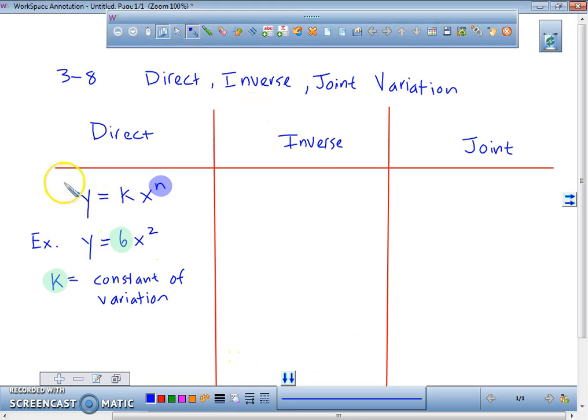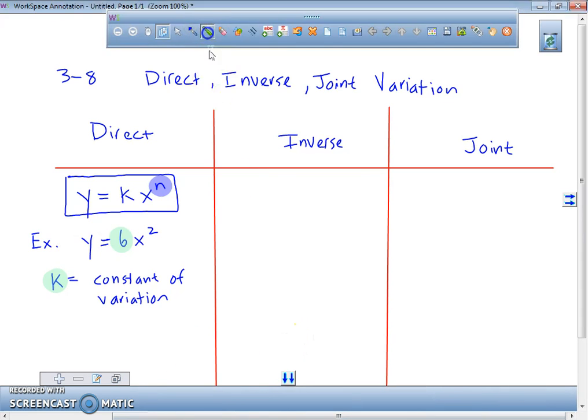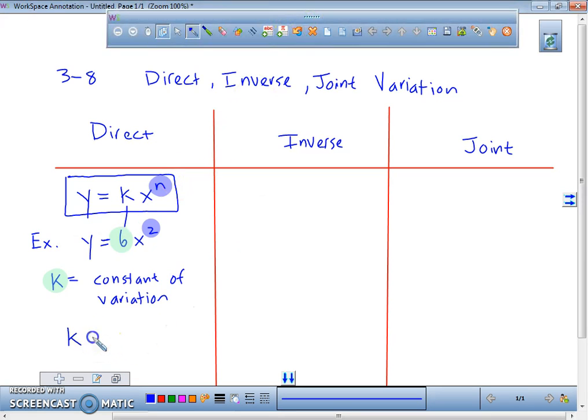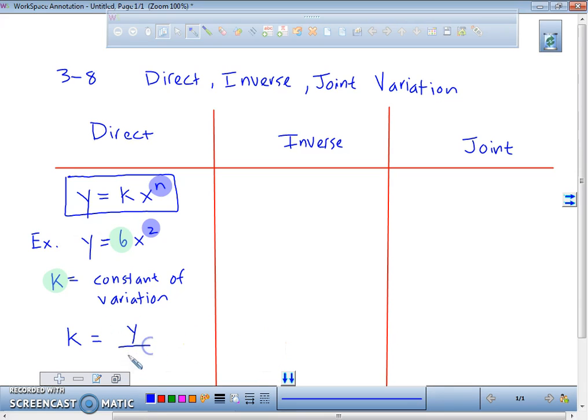Okay? So in your journal, something that you need to have right here, this is your standard form for direct variation. Y equals k times x to the power of n. In this particular case, our n value was a 2. If you ever wanted to solve for k, let's say you weren't able to easily recognize that you had a k value, k is always equal to your y value divided by your x value to whatever power you have.